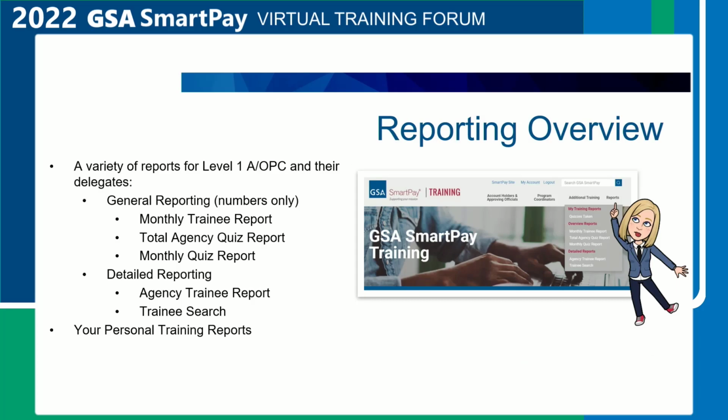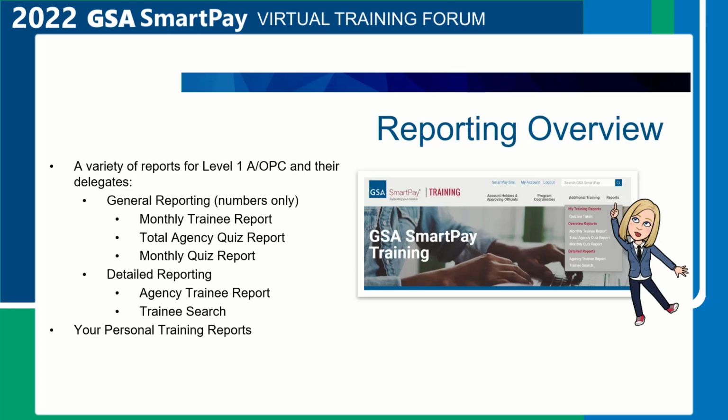As mentioned earlier, the GSA SmartPay online training site offers reports on training taken. All users have access to a report for their personal training achievements. Approved Level 1 AOPCs have access to reports that run results only for those users who have the same agency listed on their account. All reports can be exported to CSV to allow for download and manipulation within Excel.